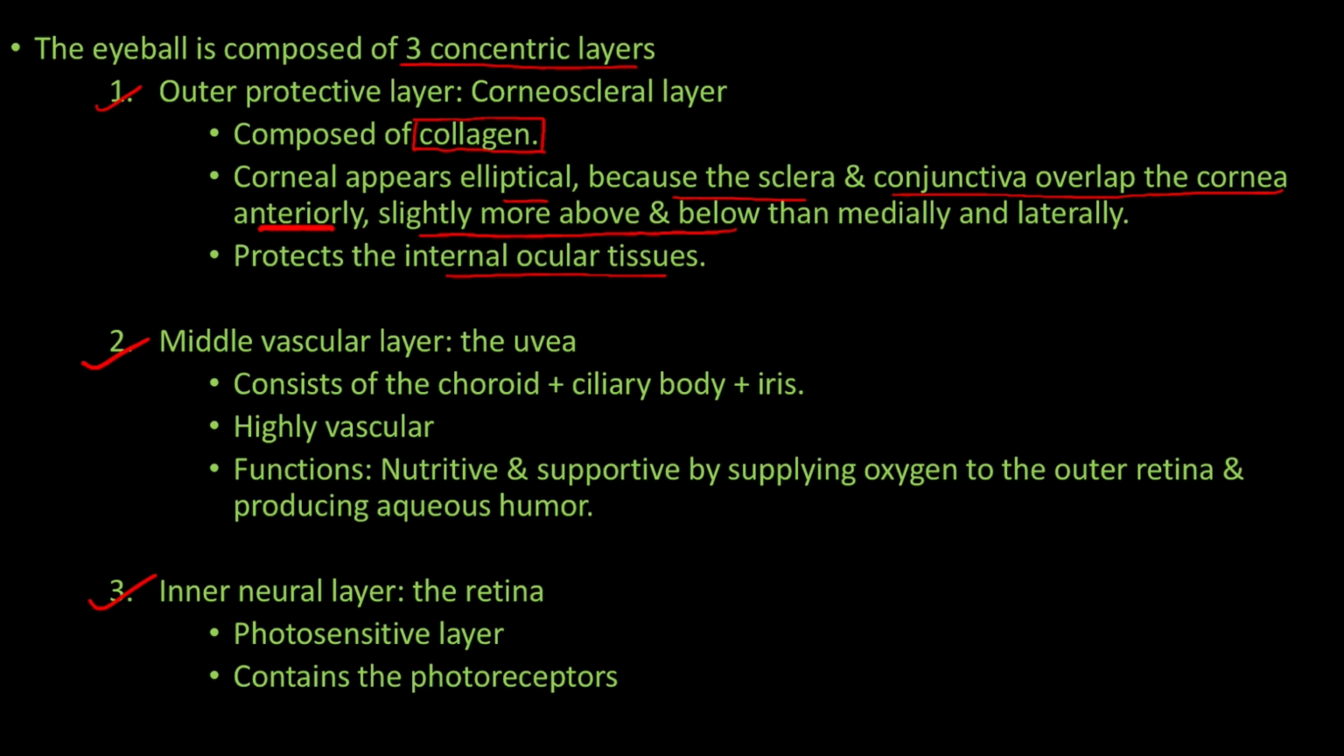The middle vascular layer is the uvea. It consists of the choroid, the ciliary body, and the iris. It is a highly vascular structure. Its function is nutritive and supportive, by supplying oxygen to the outer retina and producing aqueous humor. The neural layer, the retina, is a photosensitive layer and contains photoreceptors. Thank you.